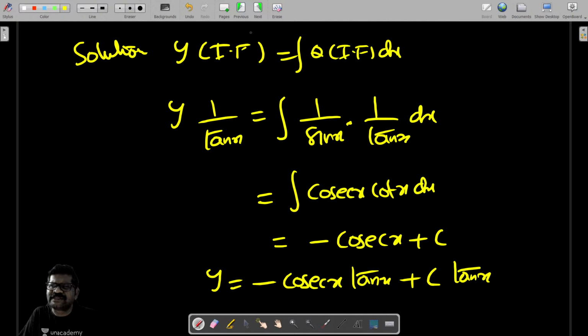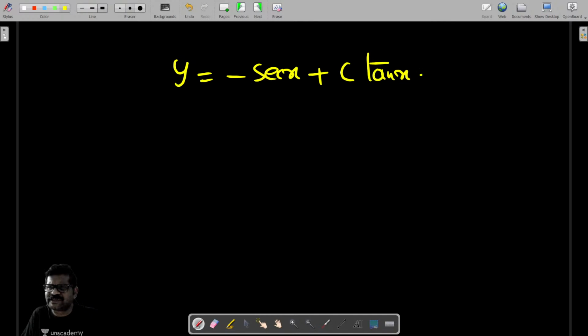This can be written as y is equal to minus cosec x into tan x, which can be written as minus secant x, plus c tan x. That is called equation 2.